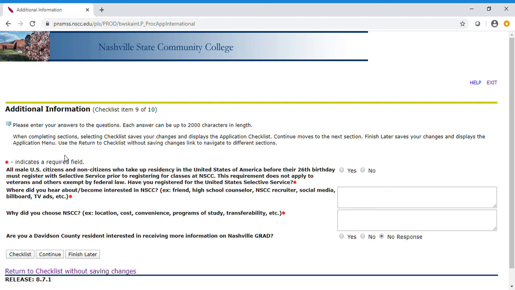If you plan on not signing up for the Selective Service and you are a male U.S. citizen between the ages of 18 and 26, you will need to file some sort of official excuse. So definitely look into that if you are planning on not signing up for the Selective Service. So for the purposes of this, I'm going to go ahead and say yes.